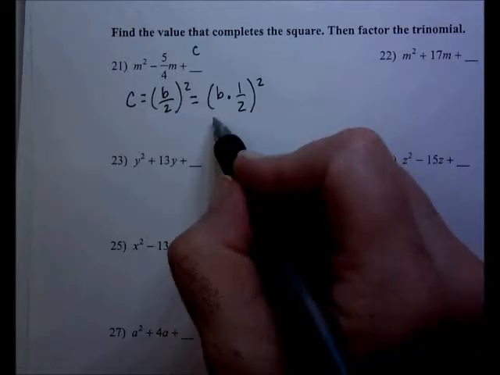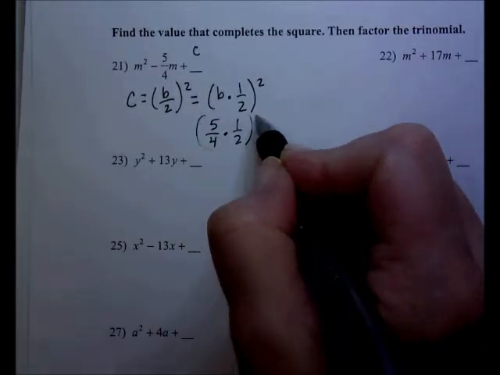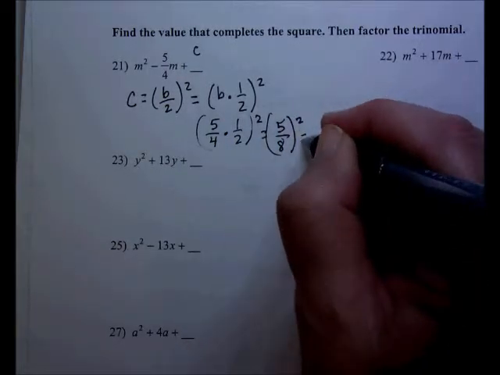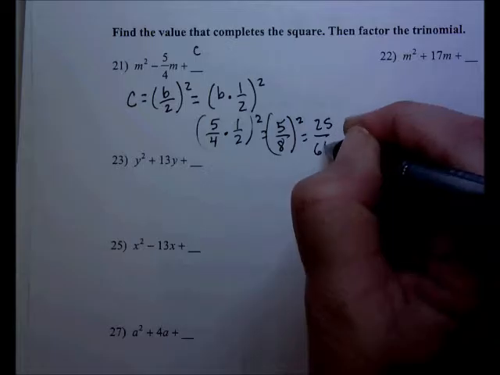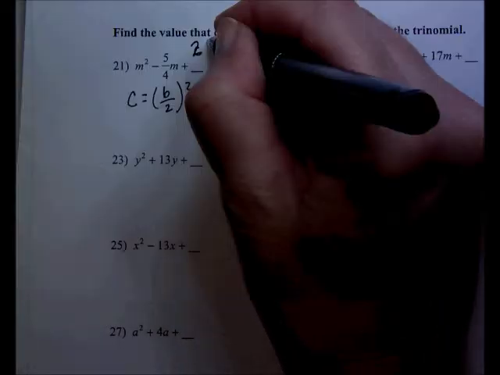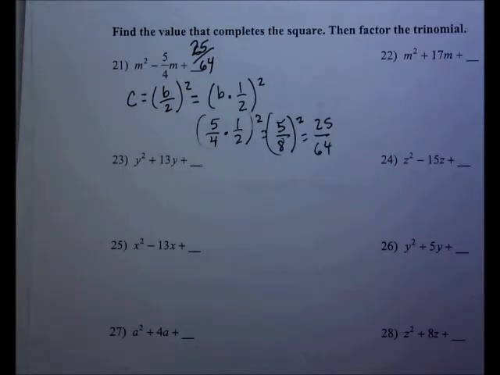And the reason I did that is because b is a fraction. So 5/4 times 1/2 is 5/8, and then I square it, and that is 25/64. So c here is 25/64. And you do each of them the exact same way.